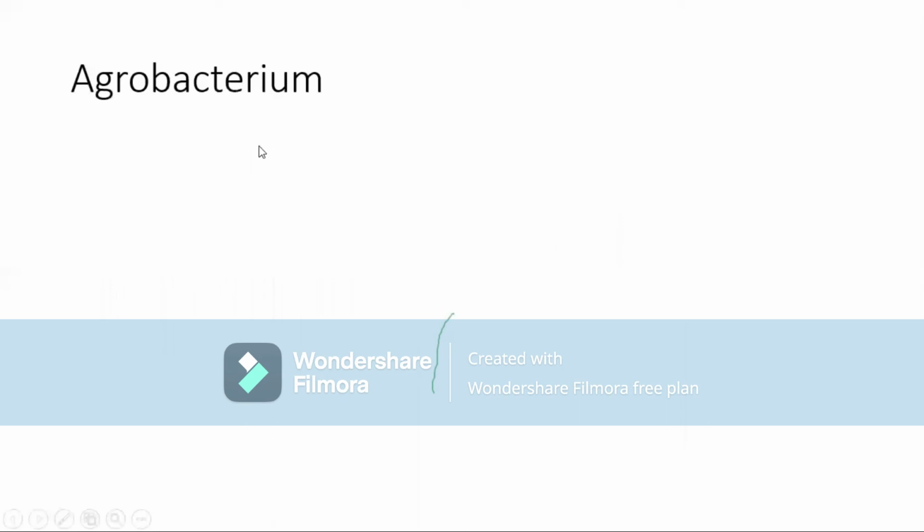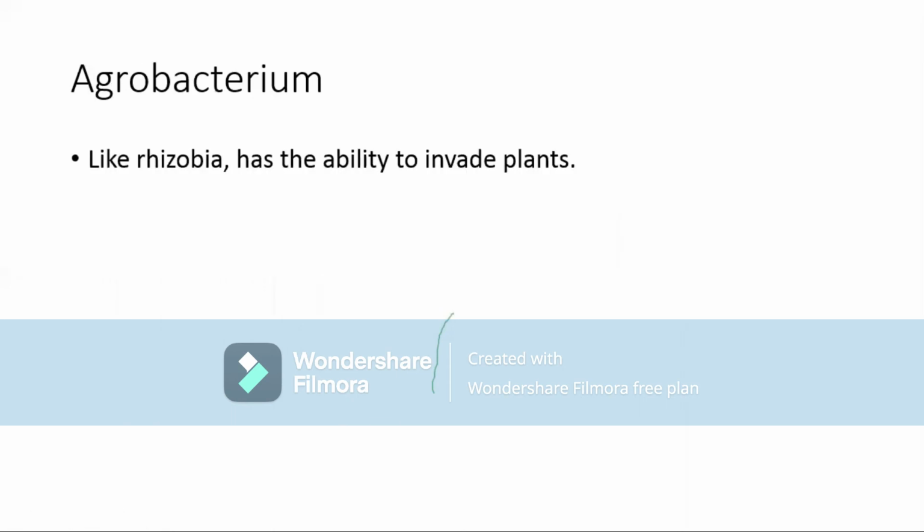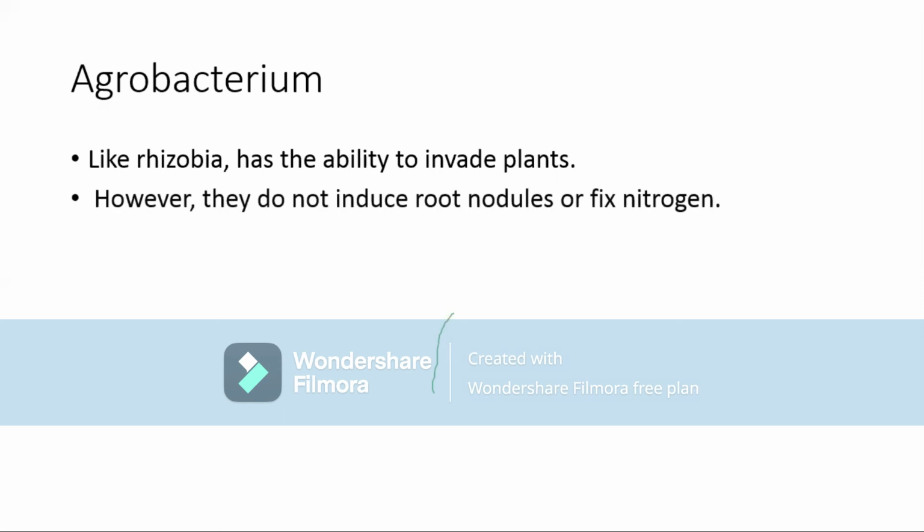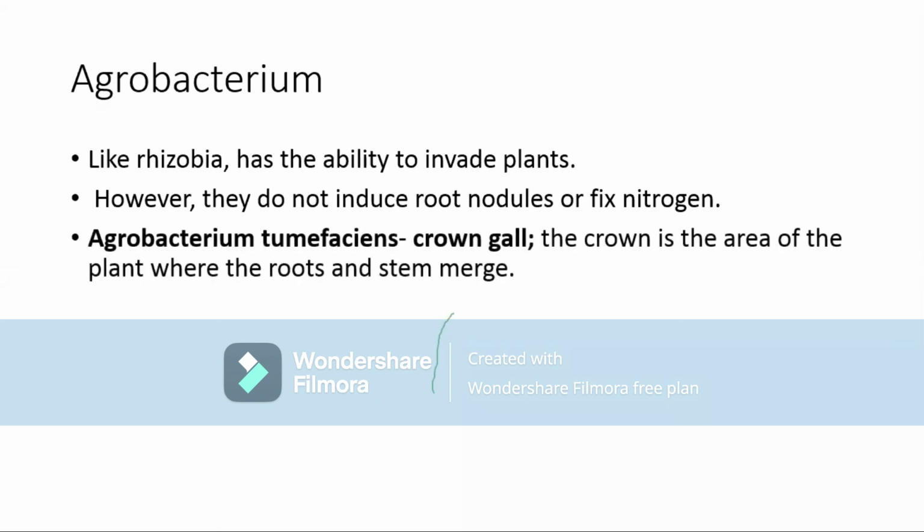Agrobacterium, you heard this organism in your intermediate classes as well. This organism is of very much agricultural importance, and it also has the ability to invade and infect plants. But I told you that it is not able to form root nodules or fix nitrogen, right? Basically it's a sort of plant pathogen. It can invade plants, but it is not fixing any nitrogen, not inducing any root nodules, and it causes a disease known as crown gall.